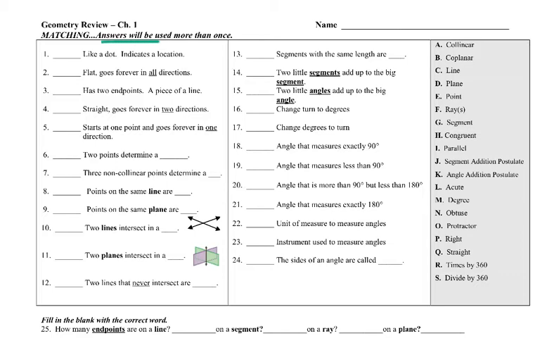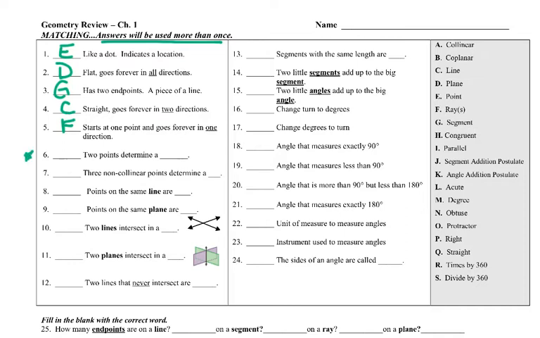And like it said here, answers are used more than once. So I'm not going to cross them off. But I noticed that point is E. Flat goes forever in all directions. That's a plane. Has two endpoints, a piece of a line. That's a segment. A line is straight and goes forever in two directions. That's a C. A ray, F, is what starts at one point, goes forever in one direction.